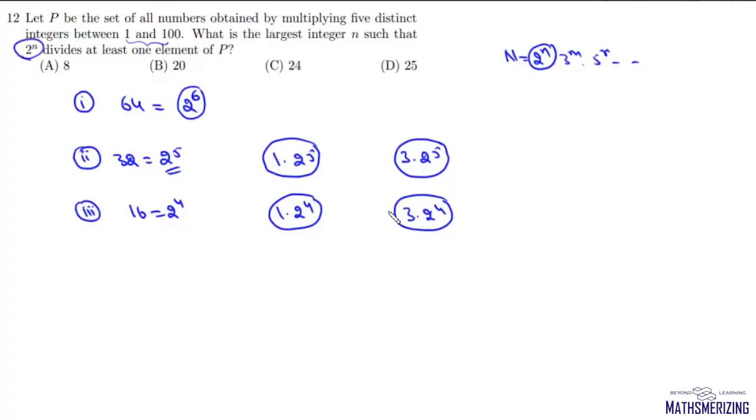Now we'll multiply all these numbers. The power of 2 that we'll get is 6 plus 5 plus 5 plus 4 plus 4, and that will be 2 to the power 24. So the largest integer n such that 2 to the power n divides at least one element of P is 24, and that's your option C.